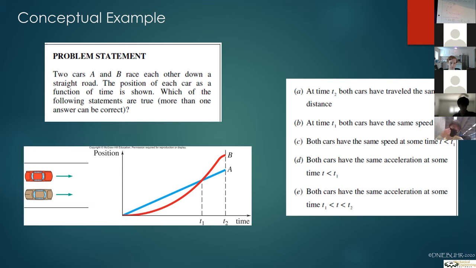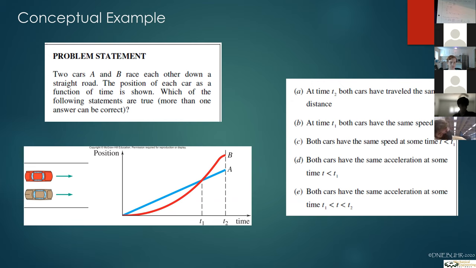Probably is, because at some point the slope of B is the same as the slope of A. So C is true. Then we look at D. Both cars have the same acceleration at some time. We know that the acceleration of A is zero, but we know from the shape of B that that acceleration is not zero. So we know that D can't be true.